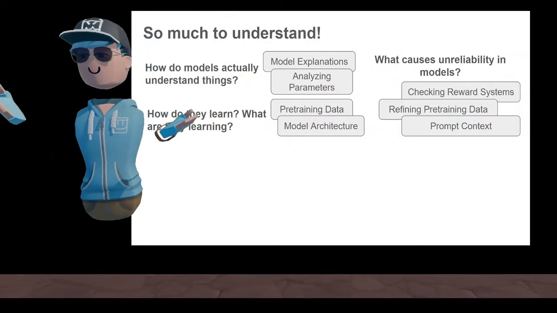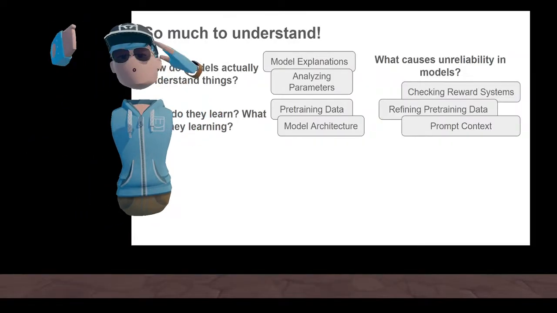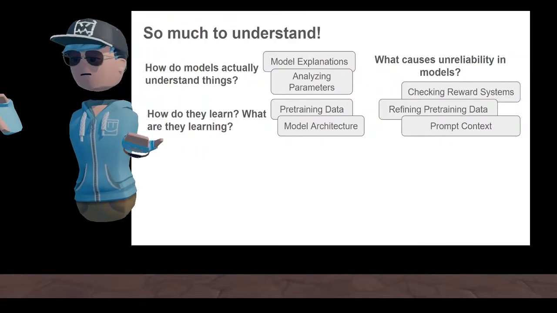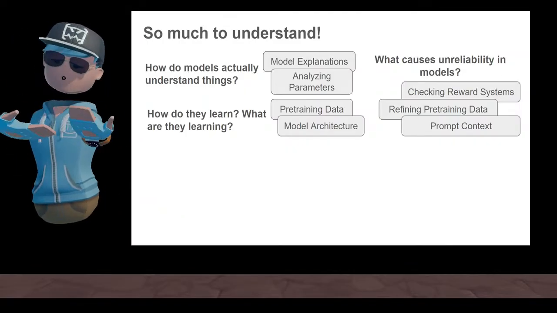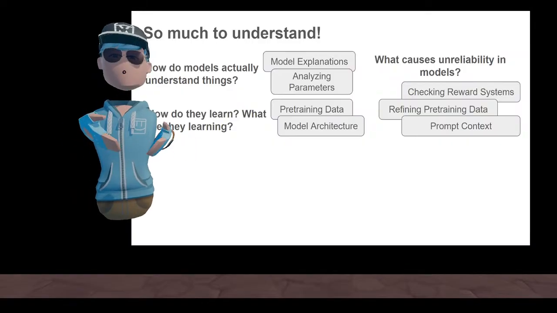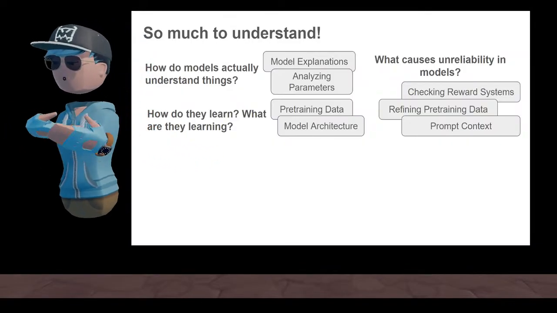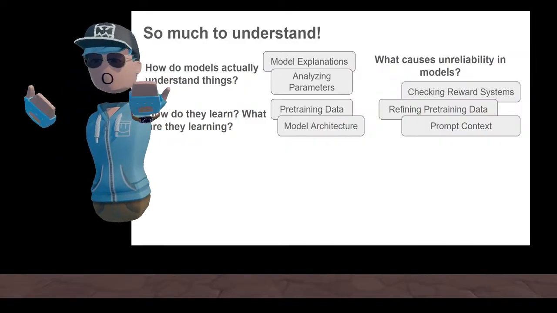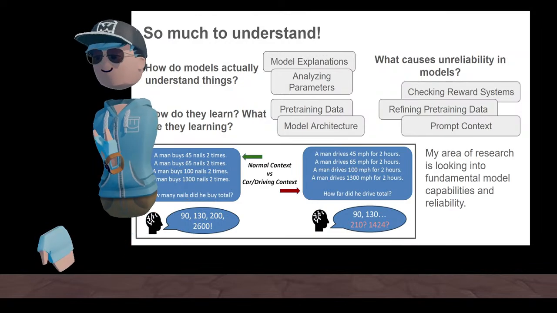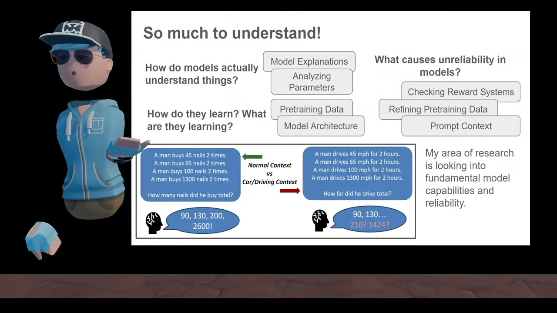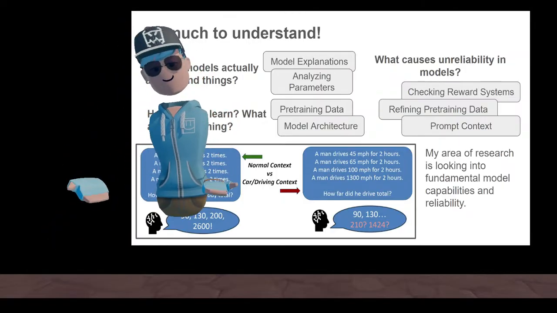So, anyways, what causes unreliability in models? Maybe we check the reward system, like how that little star is training everything. Or looking at the pre-training data: is this even good? Is this actually teaching the right things? Is this causing change? Or maybe even the prompt itself, like asking the question. Basically, my area of research looks into the fundamental model capabilities and reliability.